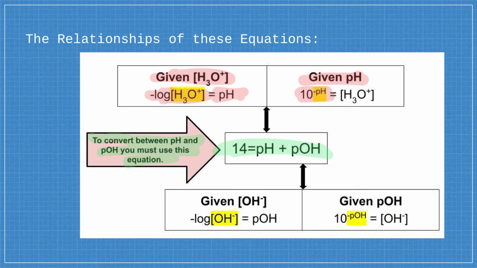14 equals pH plus pOH. Then, if you are given the hydroxide ion concentration, you can calculate the pOH by doing the negative log of that hydroxide ion concentration. If you're given the pOH, you can use 10 to the negative pOH to find the concentration of the hydroxide ion. Please write this table in your notes. Okay, it will be very useful for your mastery checks.